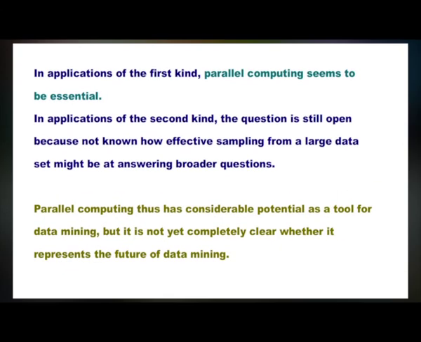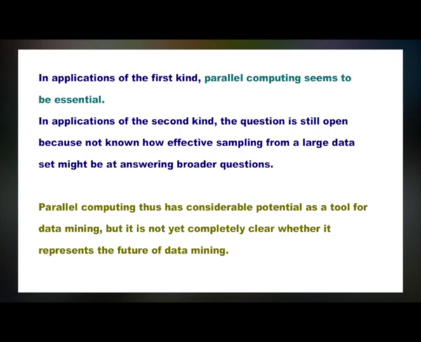In applications of the first kind, parallel computing seems to be essential. In applications of the second kind, the question is still open because it is not known how effective sampling from a large data set might be at answering the broader questions. Now, we will get an idea of why we need parallel computing. So, parallel computing has considerable potential as a tool for data mining, but it is not yet completely clear whether it represents the future of data mining.